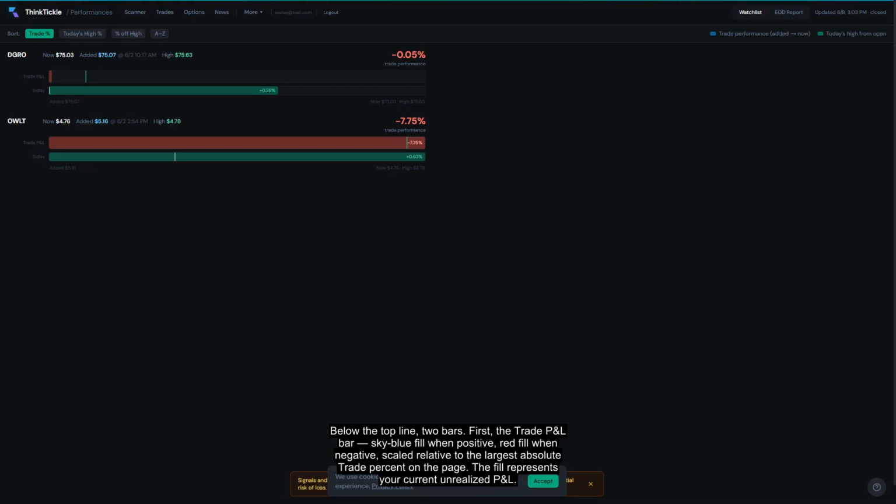Below the top line, 2 bars. First, the trade P&L bar, sky blue fill when positive, red fill when negative, scaled relative to the largest absolute trade percent on the page. The fill represents your current unrealized P&L.